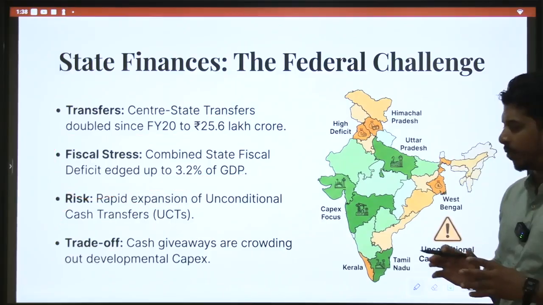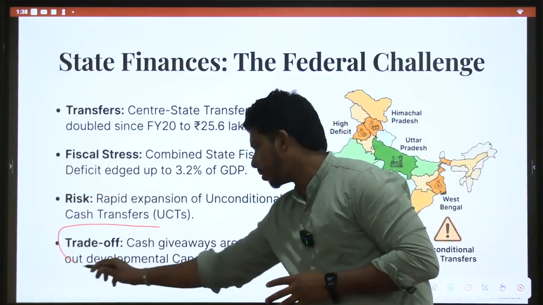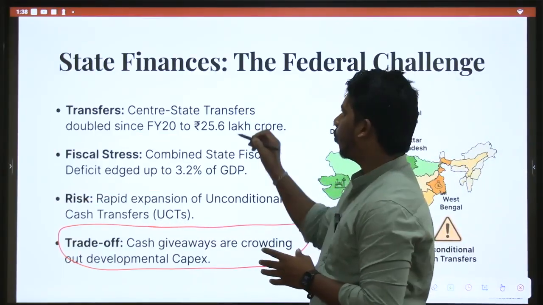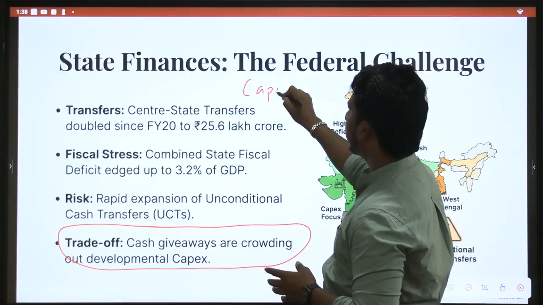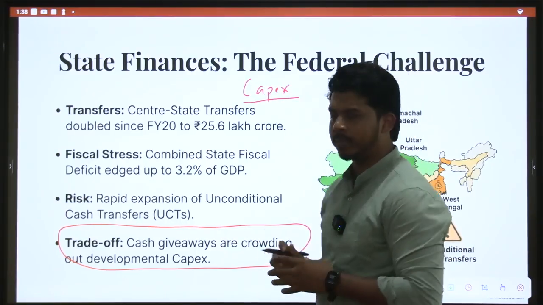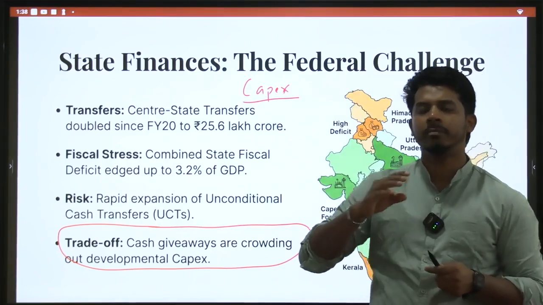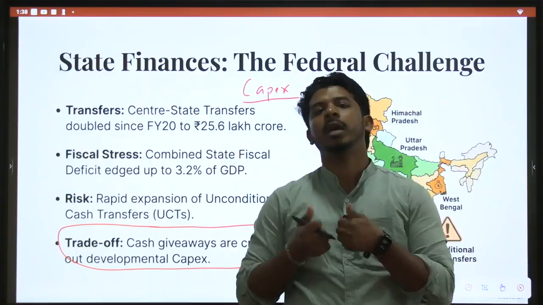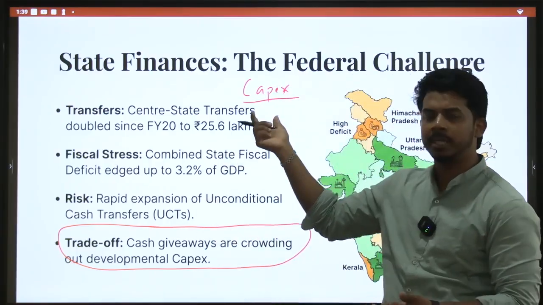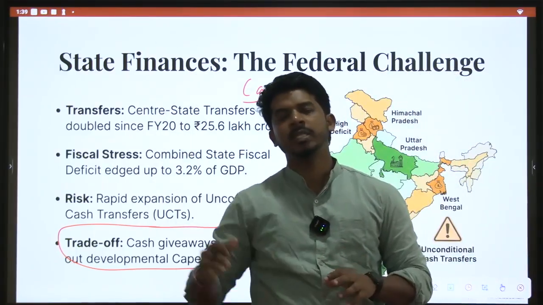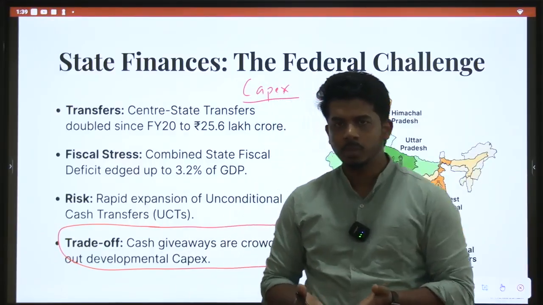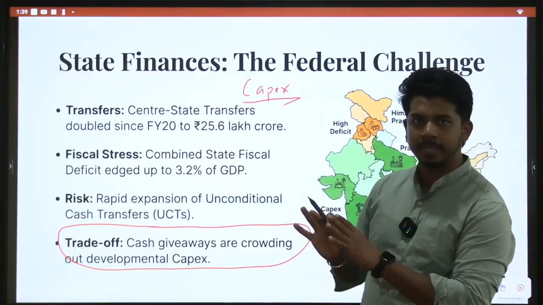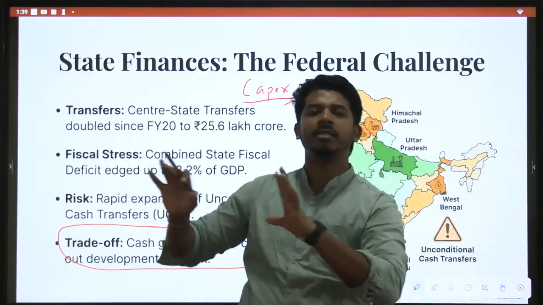There are some negative consequences. When state governments do this, it comes at a compromise of capital expenditure. As I told you, we need to spend more on capital expenditure, capex, but you are giving money just like that. You are giving unconditional money transfers to the people, so you will not have any money to spend on capital expenditure. Then you will go out and borrow, which will again increase your fiscal deficit. So it comes at a cost of capital expenditure. The amount which is supposed to be spent on capital expenditure is spent on other kinds of expenditure.